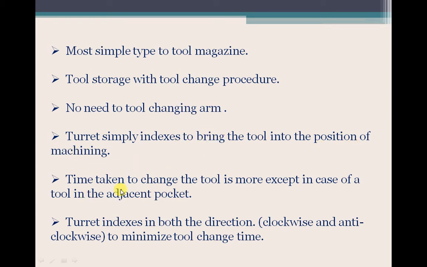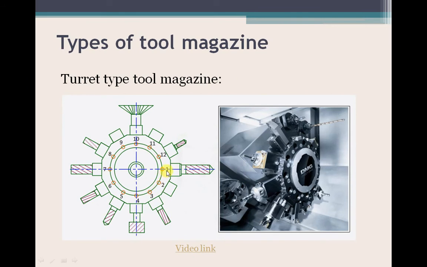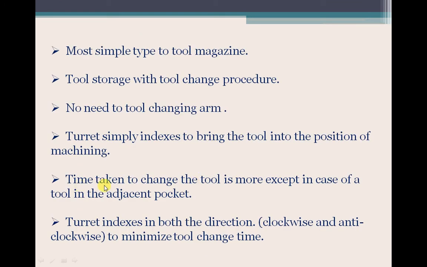The time taken to change the tool is more, except in the case of a tool in the adjacent pocket. That means if I am machining with tool number 1 at a particular position, and if the next operation is with tool number 2 or tool number 3, it is very easy for me to index to the second and third position. But if the tool required is at the 7 number position, I have to rotate my turret exactly 180 degrees. So here the time taken will be more. So the time taken to change the tool is more, except if the tool is in the adjacent pocket.